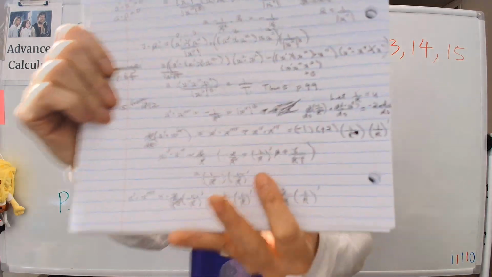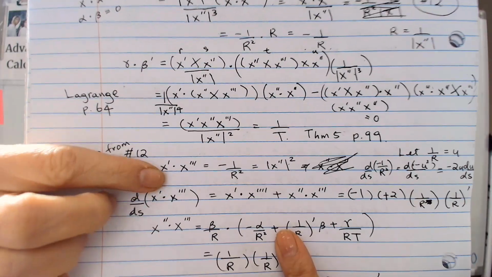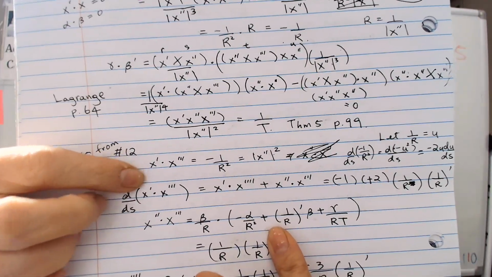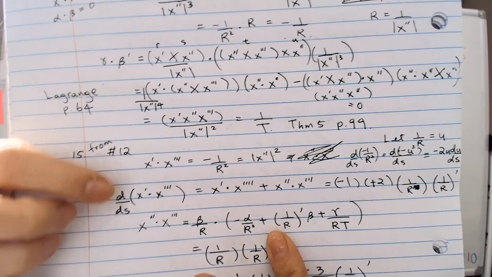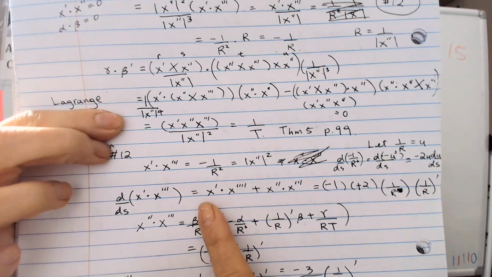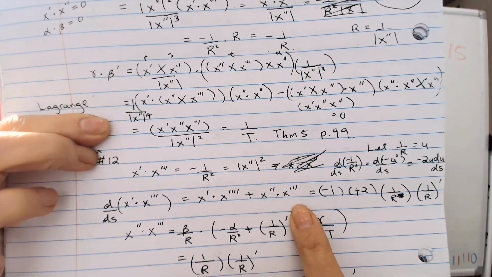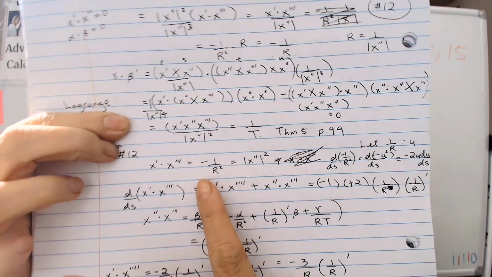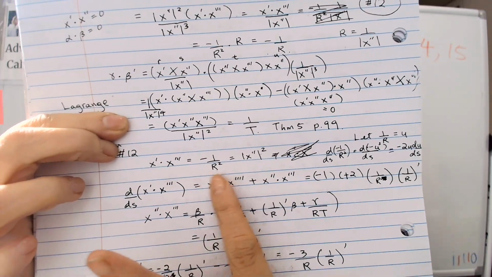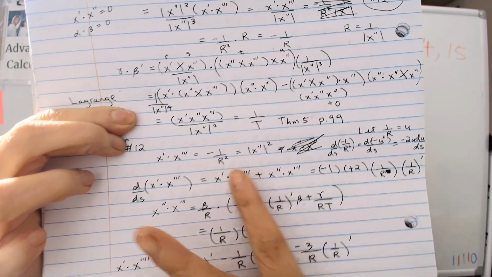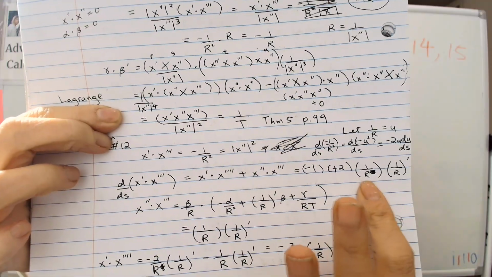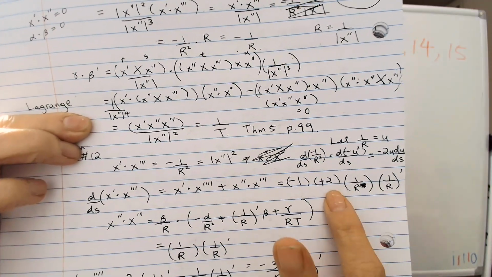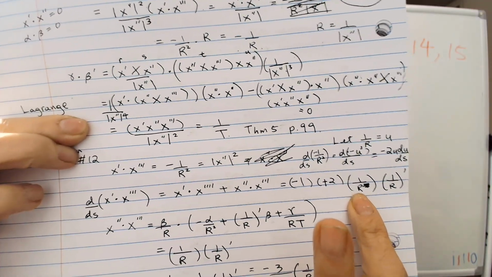So that's the plan. From problem 12, we got this equation. And so we're going to take the derivative. Once we take the derivative, apply the dot product rule, and then take the derivative of that thing. Now, be careful when you take the derivative of that thing. What we want is to keep it as 1 over r. That is, we're not going to take the derivative of r itself.